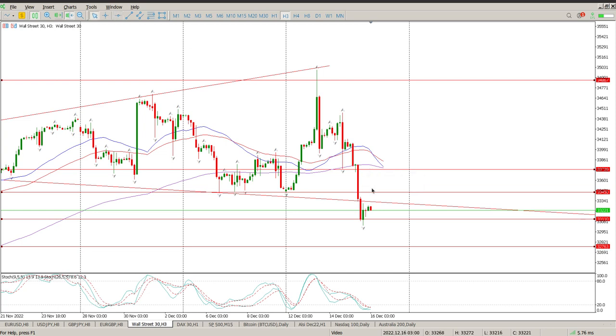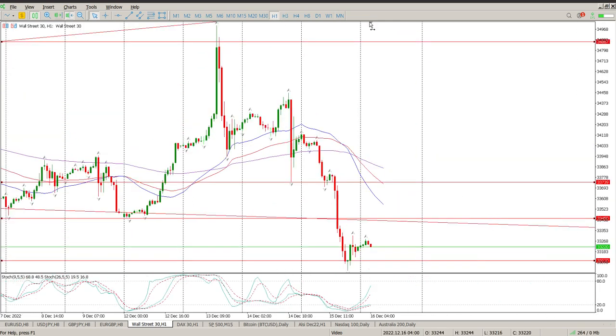So what does that mean to me? Basically, we're looking at 33,739 and 33,450. Reject those areas, and we'll see it on the 1 hour. Then I will be interested in looking for a move to the downside.